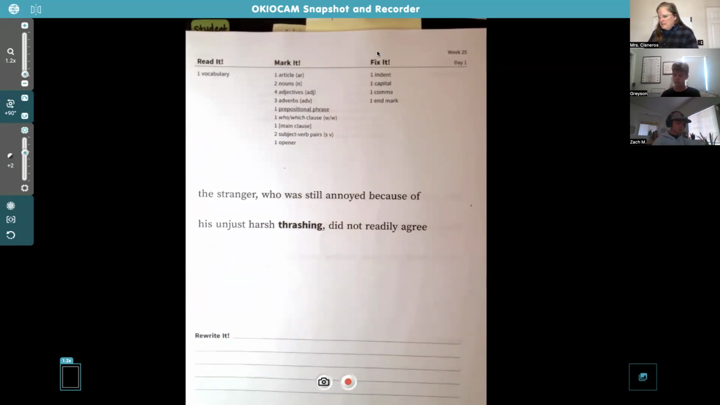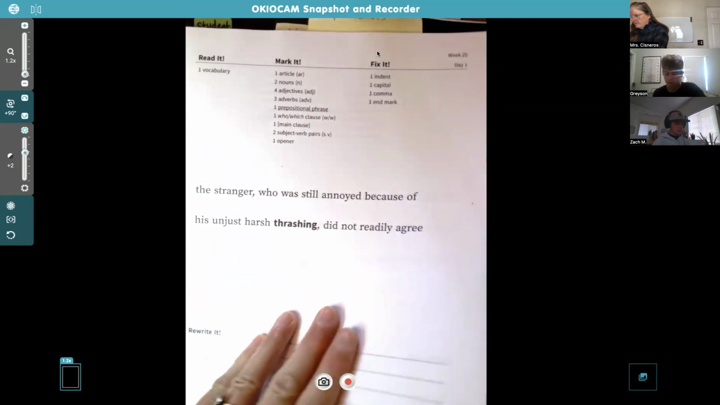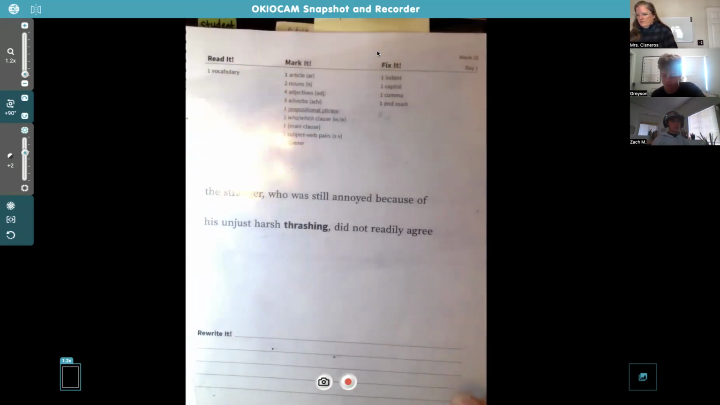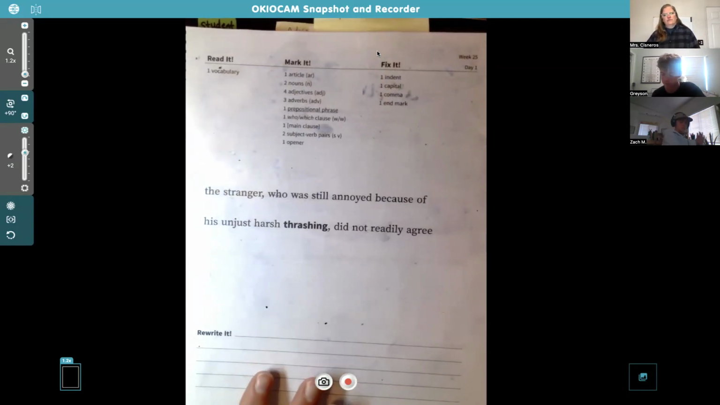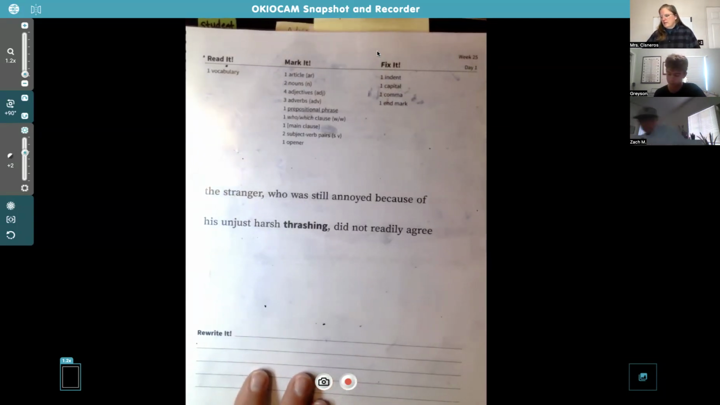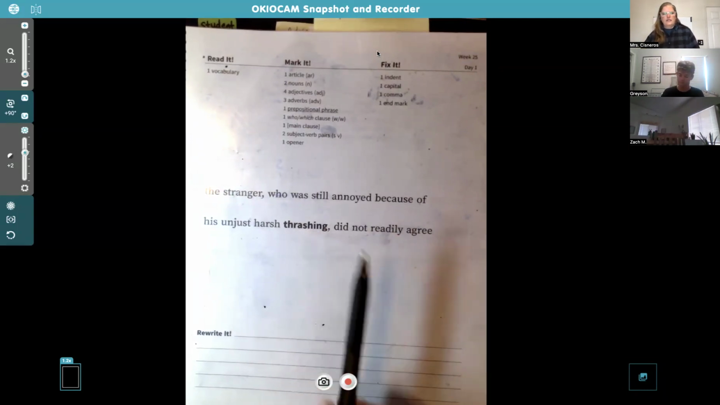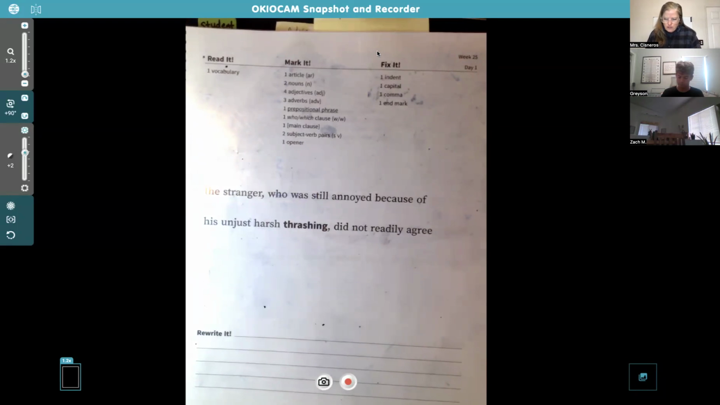Grayson, how about you read the sentence today? The stranger, who was still annoyed because of his unjust thrashings, did not readily agree. Okay, good. Not readily actually there, but yes, you're right about thrashing. That is the vocabulary word.